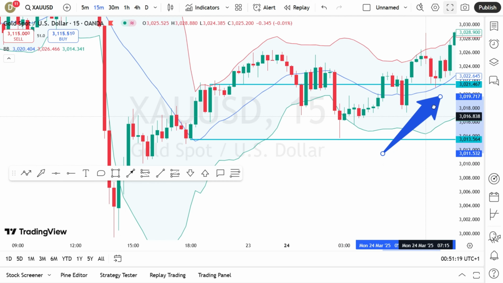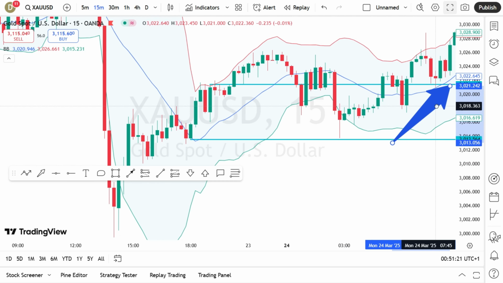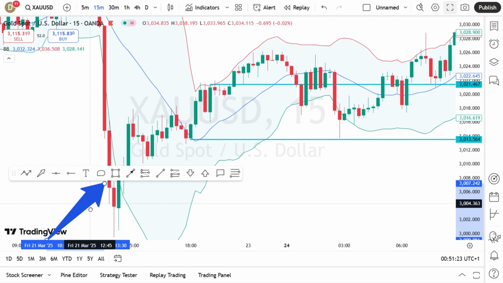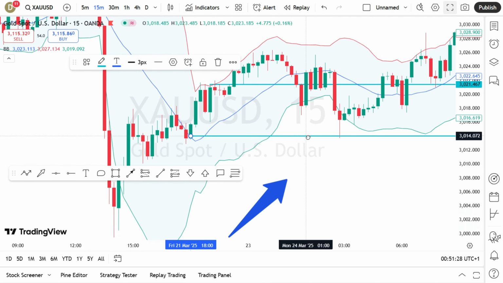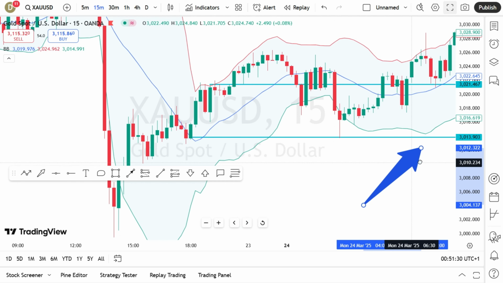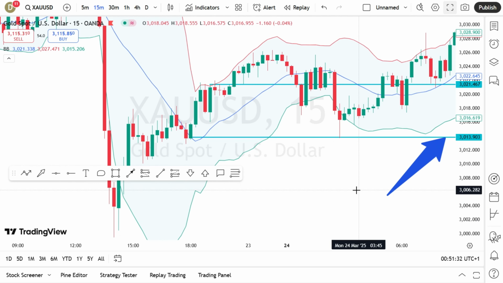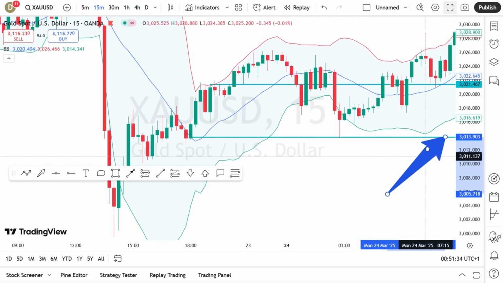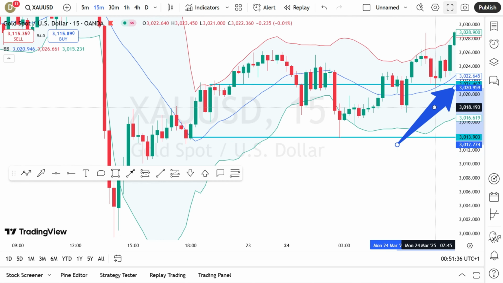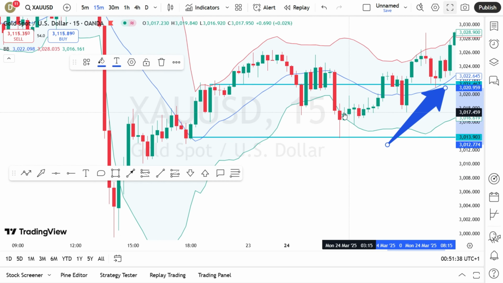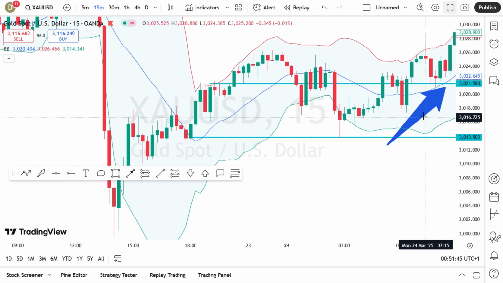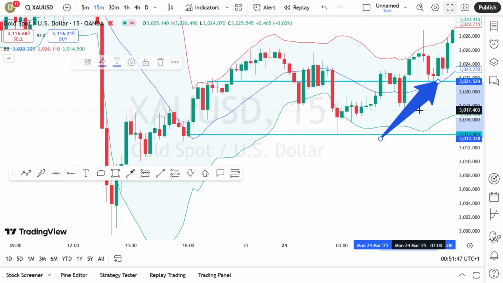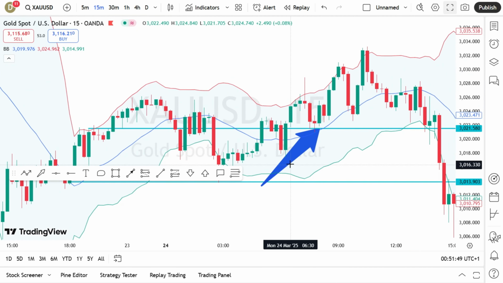Your full TP will be attached to the horizontal ray. When you are buying, take note of it, you put the horizontal ray on the middle band. The price attached to the horizontal ray is your TP1. The horizontal ray that you have put on the upper band over here, the price attached to it is your full TP. The same way when you are selling.